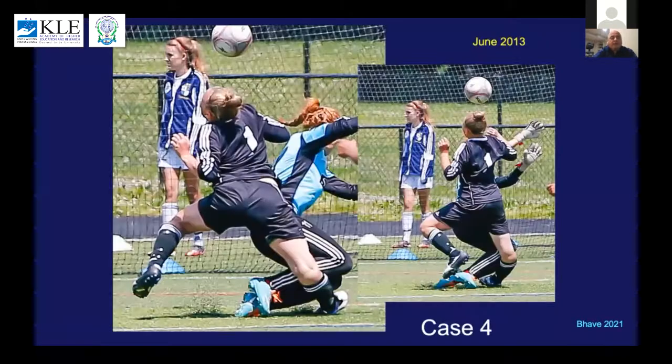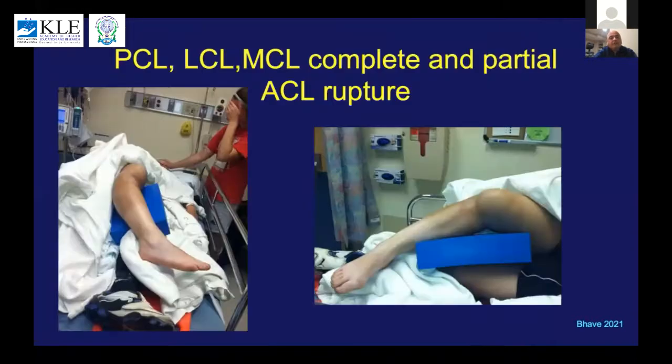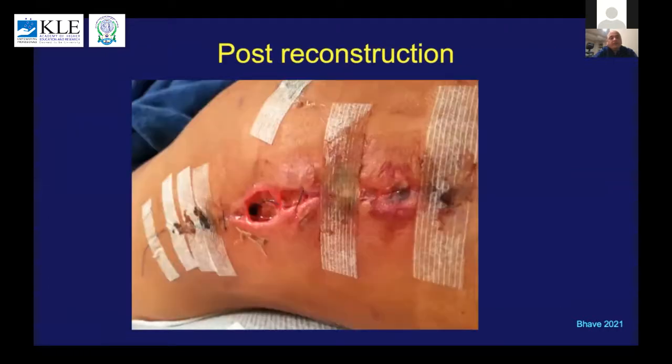So one of the treatment techniques for that is neuromuscular stimulation. This is the worst example of that, a knee dislocation with multiple injuries, the PCL, LCL, MCL all completely ruptured and a partial ACL rupture. You can see her leg is completely bent out of shape. Then she gets a superficial infection. She has significant quadriceps atrophy. So how do we treat that?